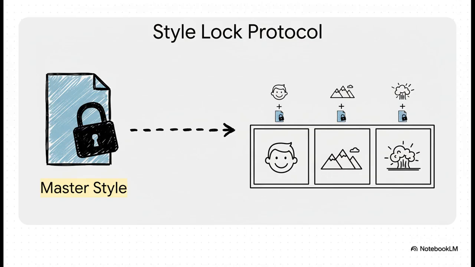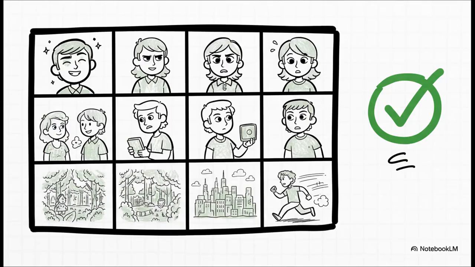It never changes. But hold on, before you commit that master style prompt to 100 panels, you have to test it. This is a pro best practice. Create a test sheet. Generate about 10 panels covering all your different shot types, some close-ups, some wide shots, a couple of action scenes. If the style holds up across all of them, you're good to go. You can lock it in and start production.